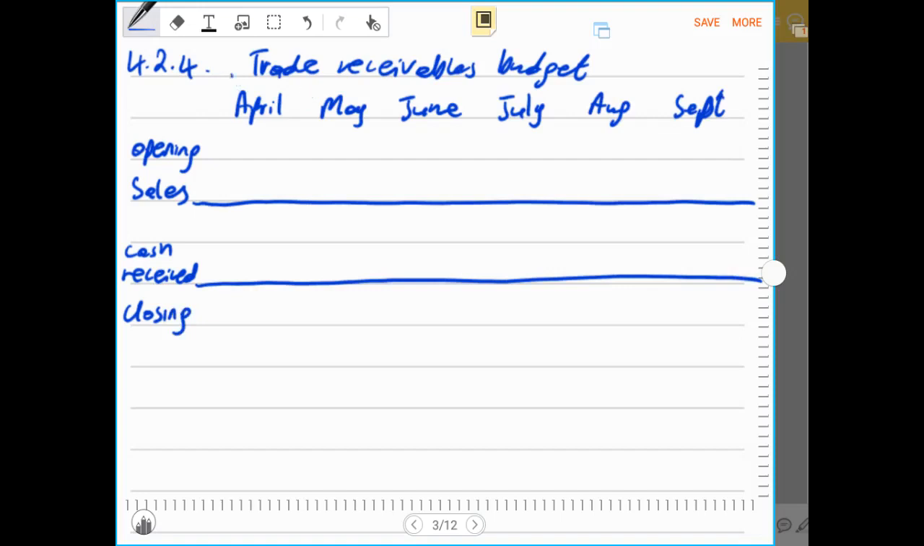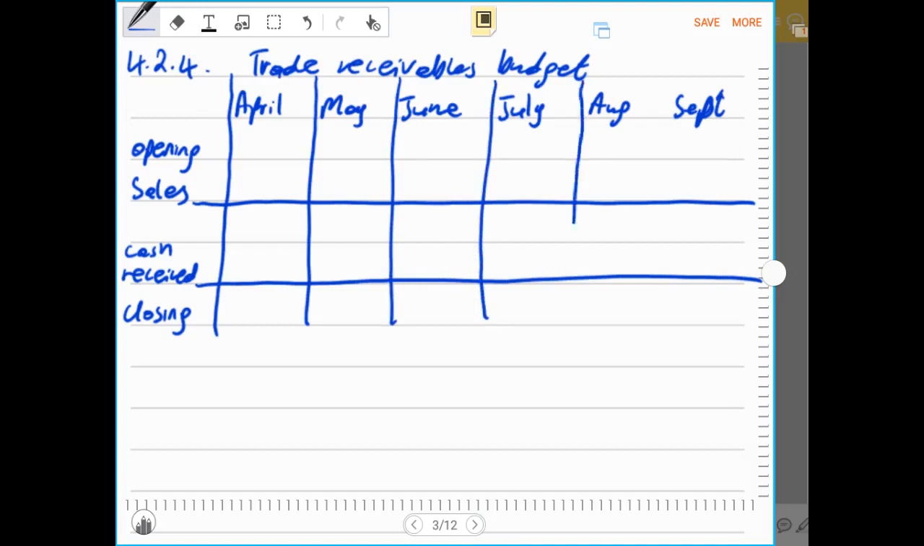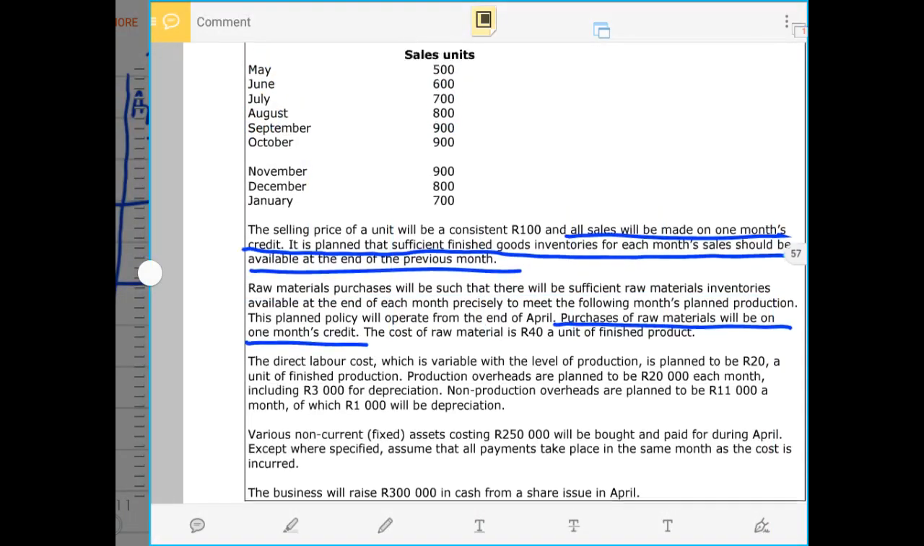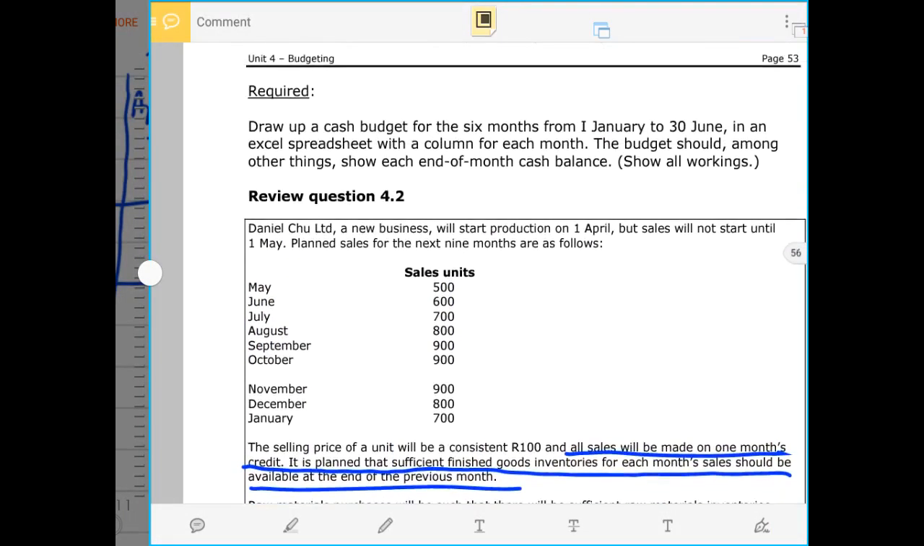Then you can draw the lines there in between. After the closing balance, this budget will be completely done. So now there was no opening. Why no opening? Because there were no sales that took place before the month of April. Sales started in the month of May. Sorry. So now in April, there is nothing. Completely nothing. No opening balance and there is no sales.